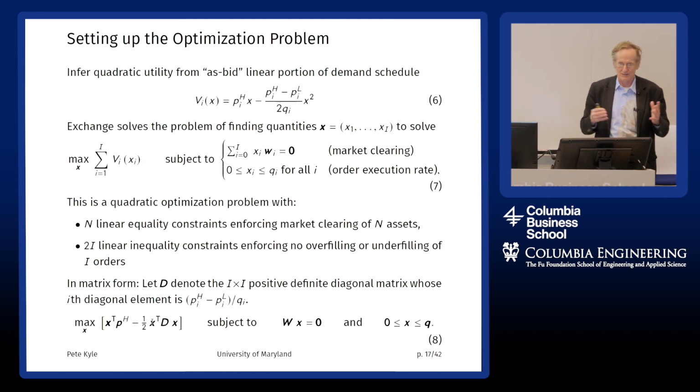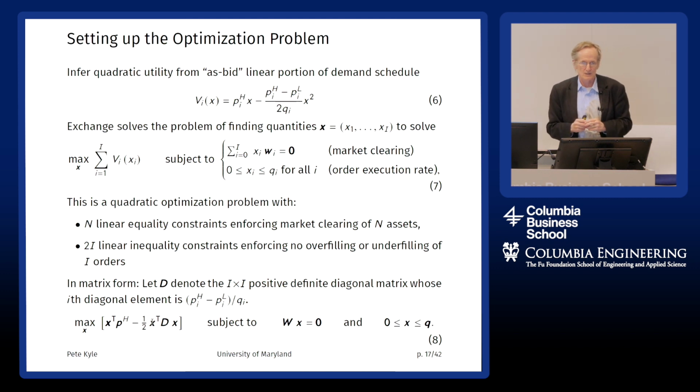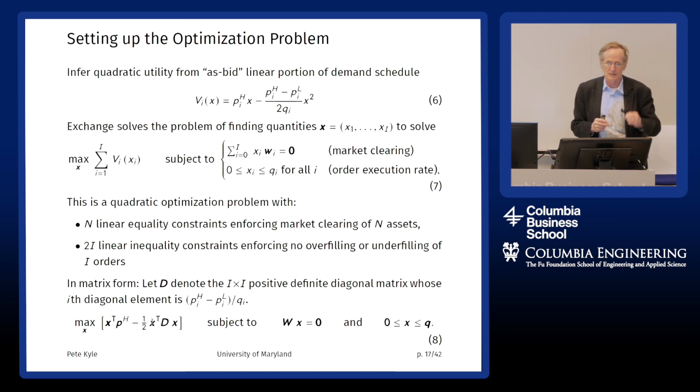And that's essentially a quadratic objective, because you're going to be confined to the quadratic region, since X is going to have to be between 0 and Q. And it's going to be subject to two sets of constraints. One set of constraints says that markets clear.